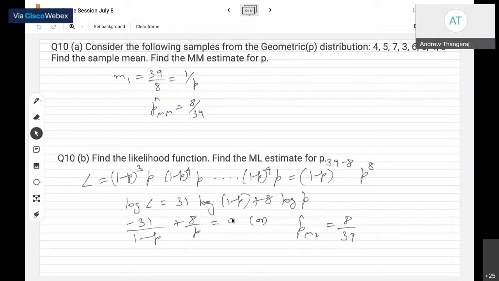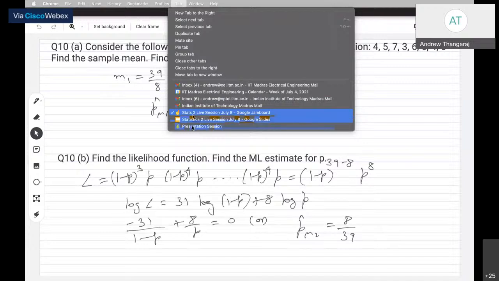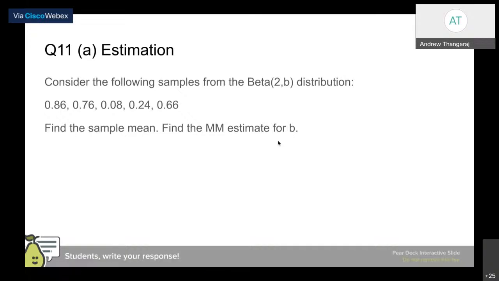Okay, the last question is the beta distribution. The mean is 2 by 2 plus b. The beta has two parameters, a and b. The first, a, has been given as 2, and next you have the b of this beta distribution, where the mean is 2 by 2 plus b. Is that okay?